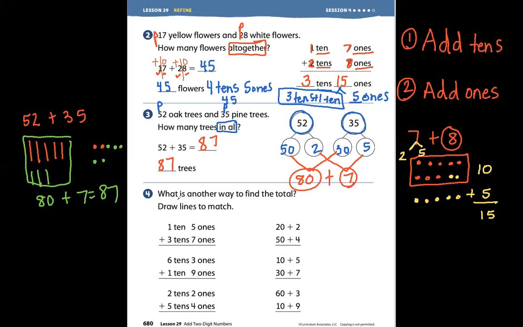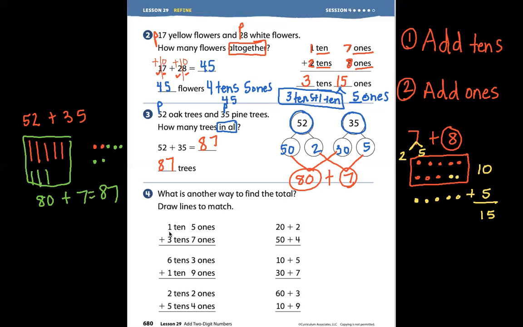Problem number 4. What is another way to find the total? Draw lines to match. Let's look at each problem individually. We have 1 ten and 5 ones. It's really important to say it out loud when you're reading it and solving the problem on your own to see if you're understanding what it is asking.